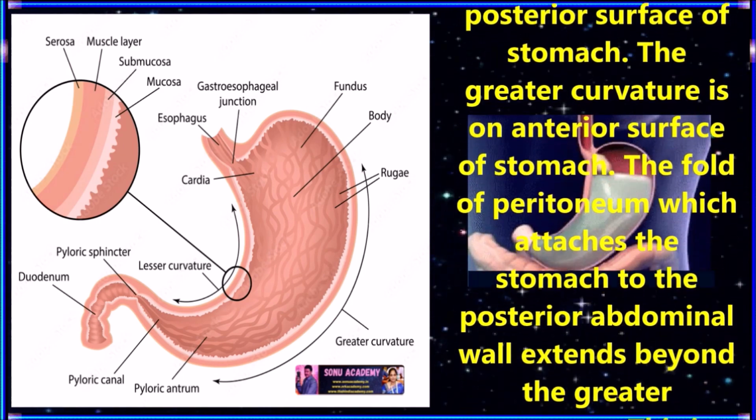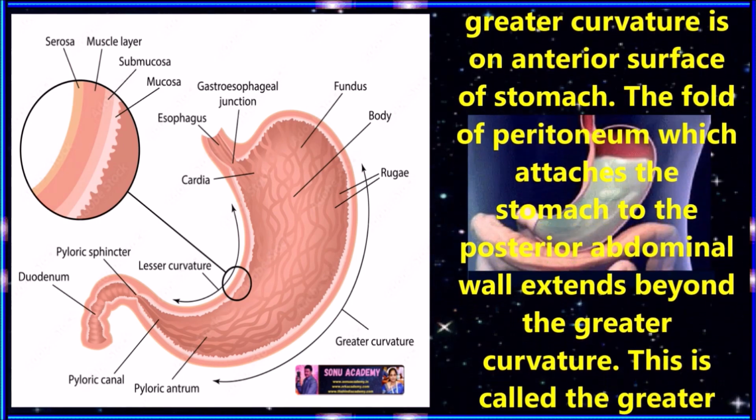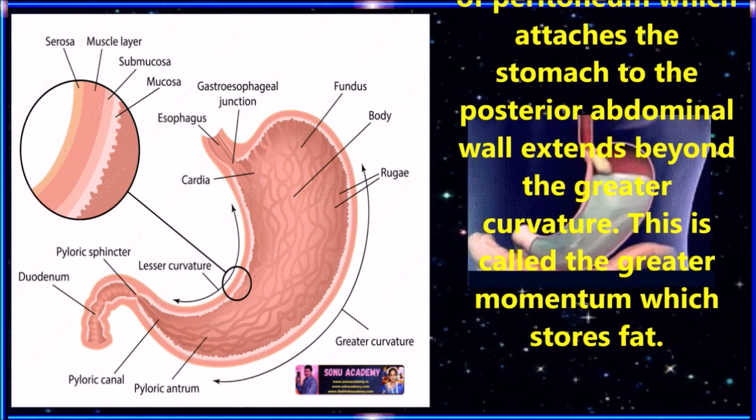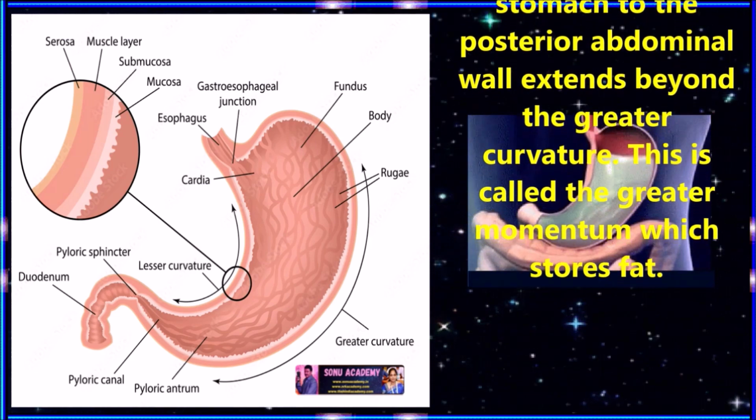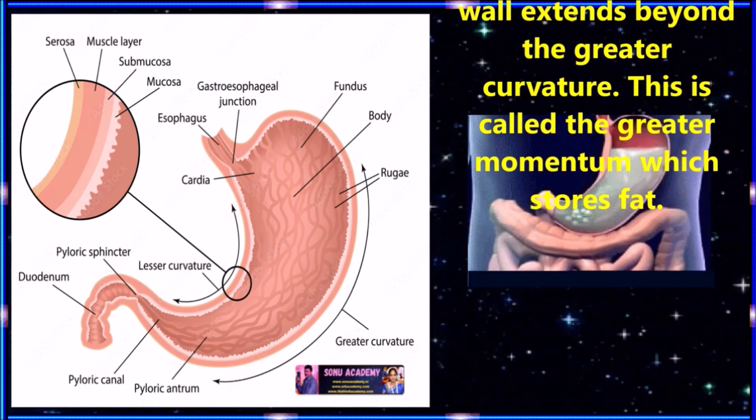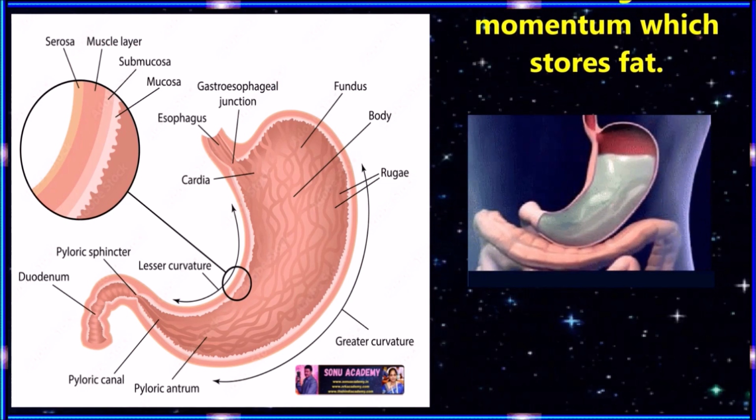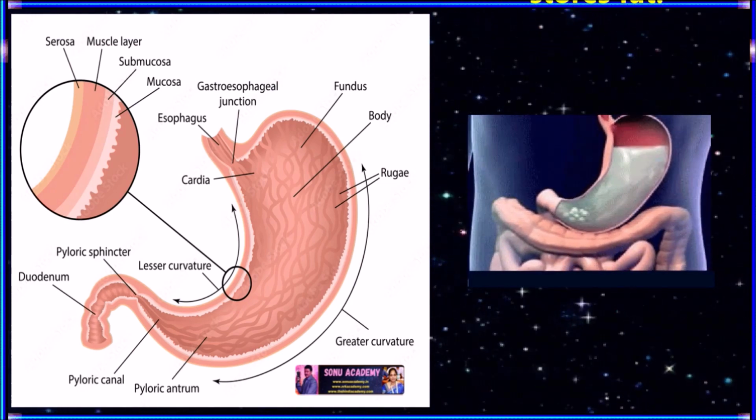The greater curvature is on the anterior surface of the stomach. The fold of peritoneum which attaches the stomach to the posterior abdominal wall extends beyond the greater curvature. This is called the greater omentum, which stores fat.